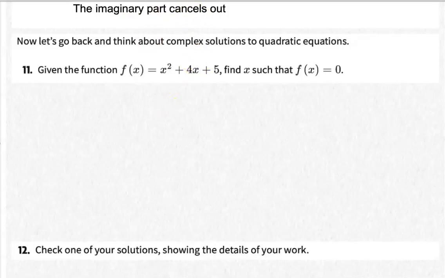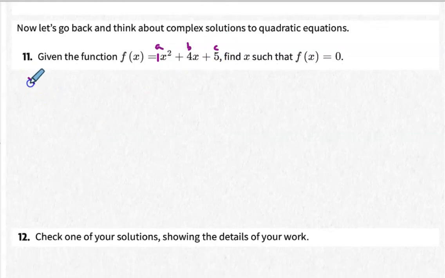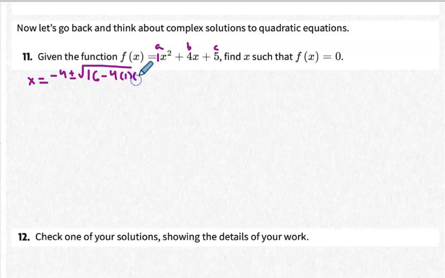So let's go ahead and look at it. We're going to do the quadratic formula. Okay, so a is 1, b is 4, c is 5. And feel free to look back at that formula if you need it. Okay, so x equals the opposite of b plus or minus the square root of b squared. So b squared is 16 minus 4 times a, which is 1, times c, which is 5, all over 2 times a, which is just 2. All right, then we'll keep going here.